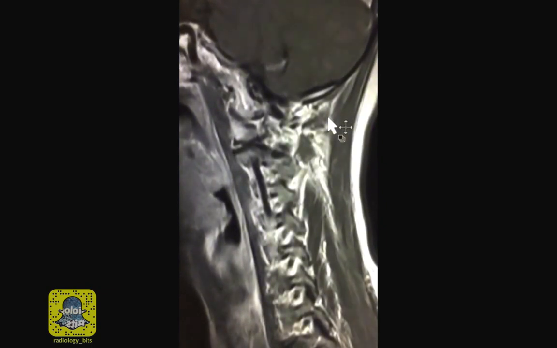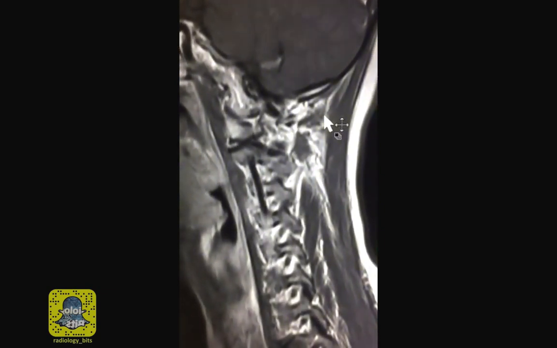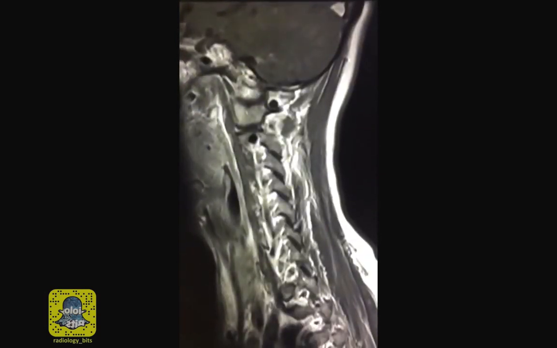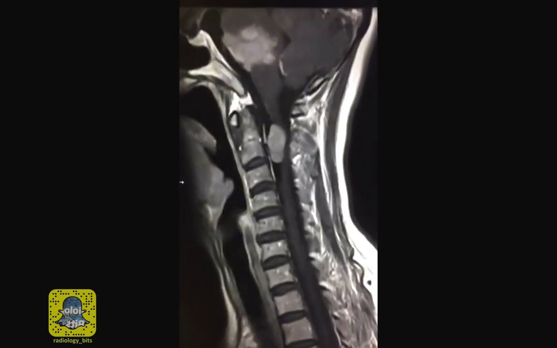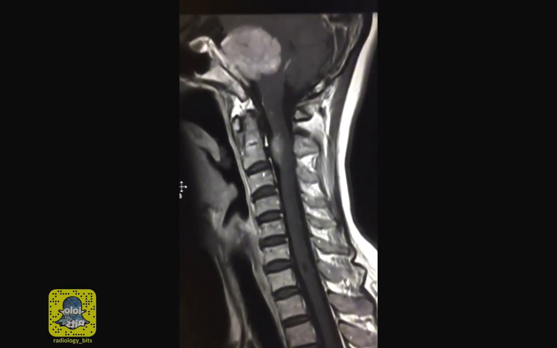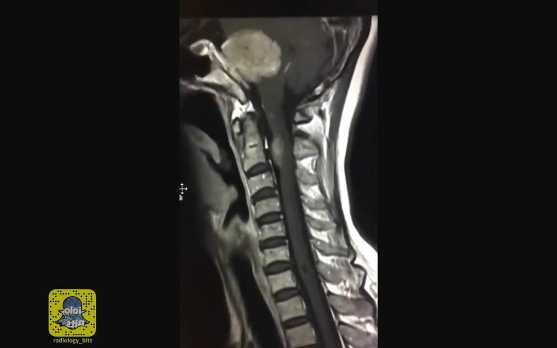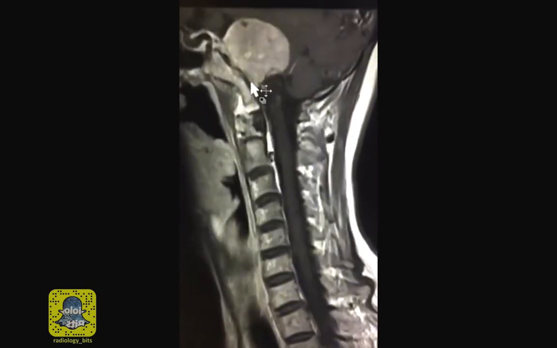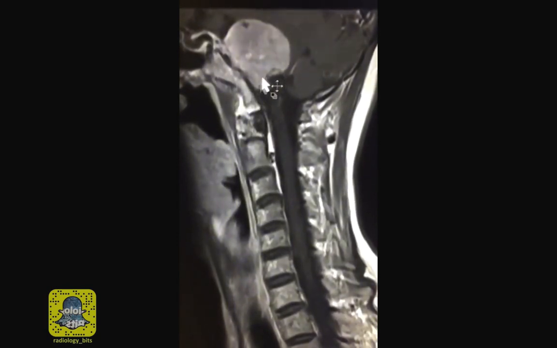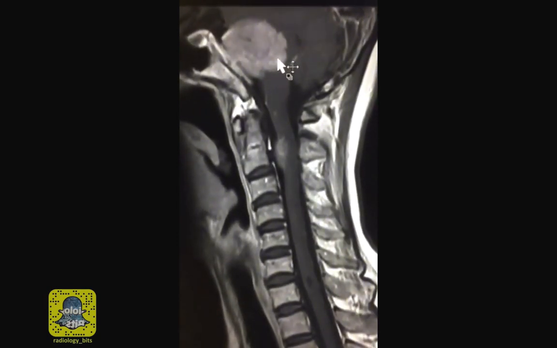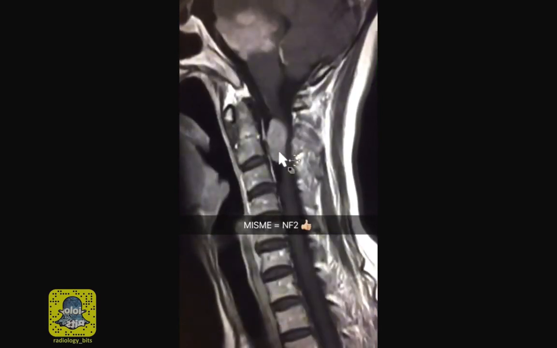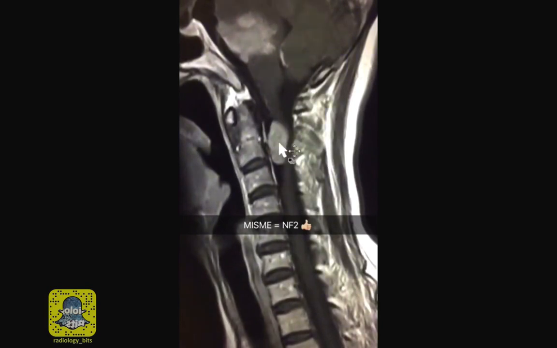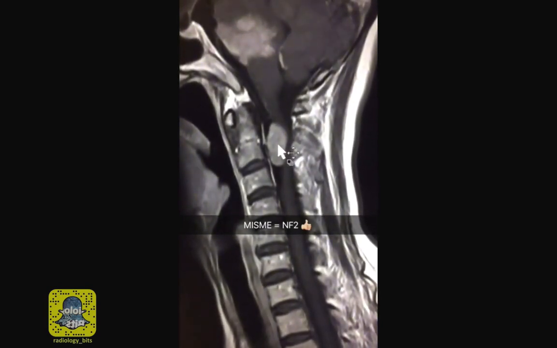Whether you're suspecting metastasis or neurofibromatosis, it's recommended in both to image the entire CNS axis. And this is what we did with this case. So this is the sagittal cervical spine T1 after giving contrast. Without going into much details, there's this large extraaxial lesion, a meningioma compressing on the brainstem, and an additional meningioma in the upper cervical spinal cord. Remember, Miss-Me, so this is NF2.